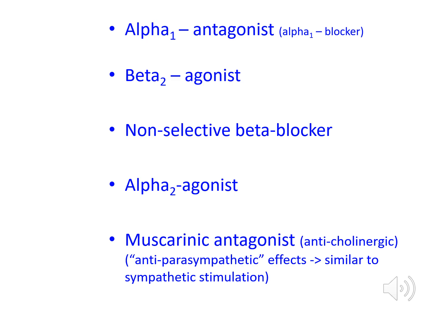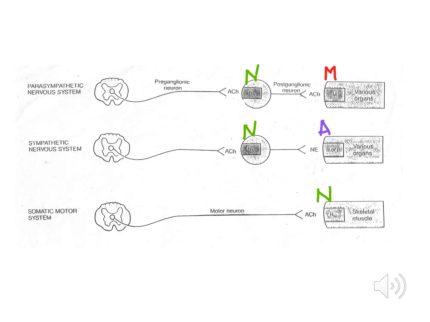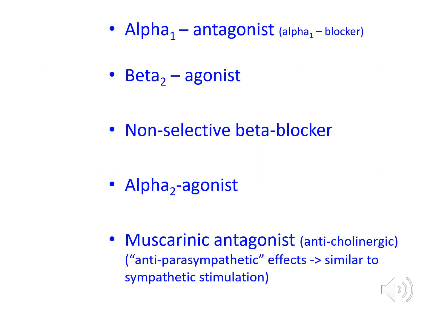How about a muscarinic antagonist? Okay, so do you remember where your muscarinic receptors are? Remember, the muscarinic receptors are at the target tissue in the parasympathetic division, right? So if you stimulate muscarinic receptors, you are going to get parasympathetic effects. However, we're talking about a muscarinic antagonist, right? We're talking about a drug that's going to block the muscarinic receptors. So we're going to block parasympathetic effects, okay?